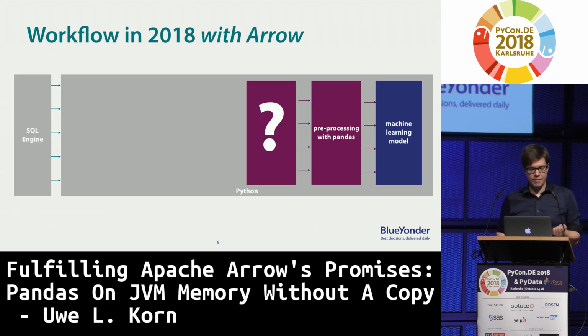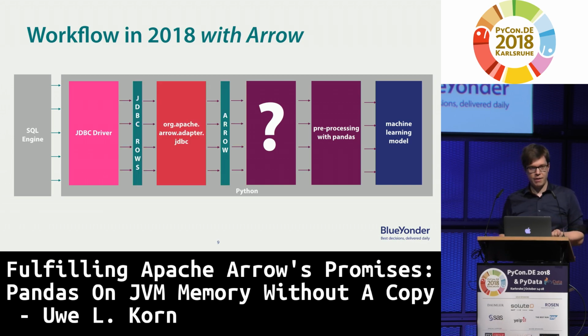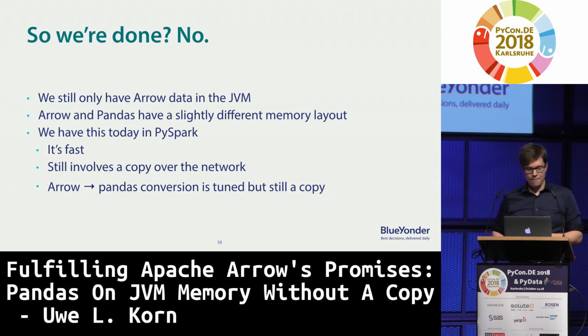Which gives us an updated workflow where we have a JDBC driver, we have this Arrow adapter, and we have an Arrow table. The bad thing is we have an Arrow table, or a record batch, in Java, but we're still not in Python. We can't access that memory. And also, we have Arrow, and at the end, we want Pandas. These two are still components that are not working fluently together.